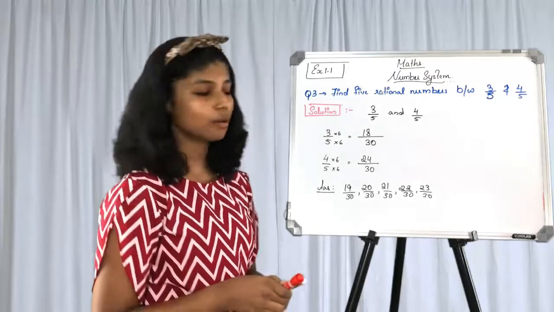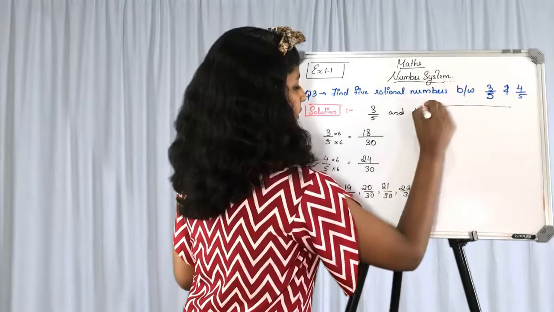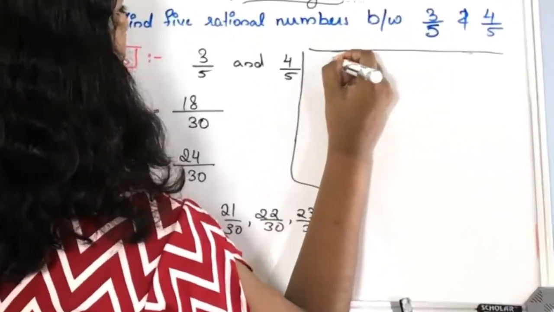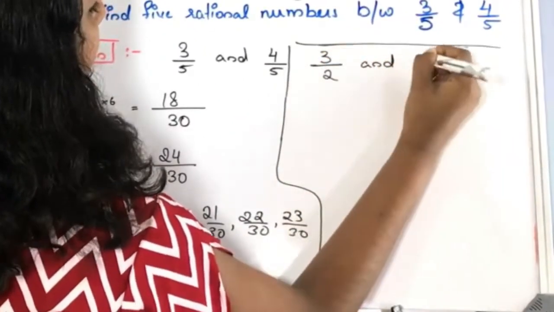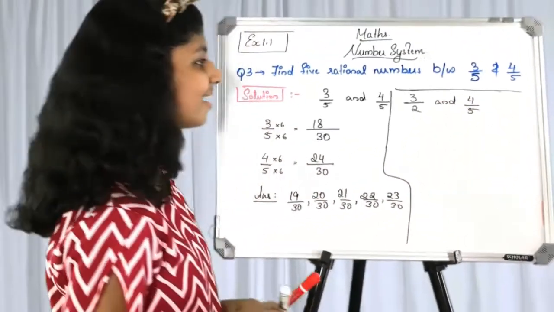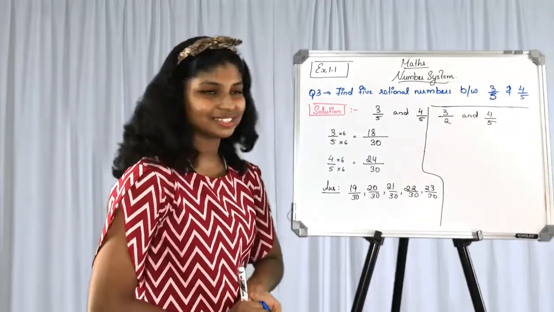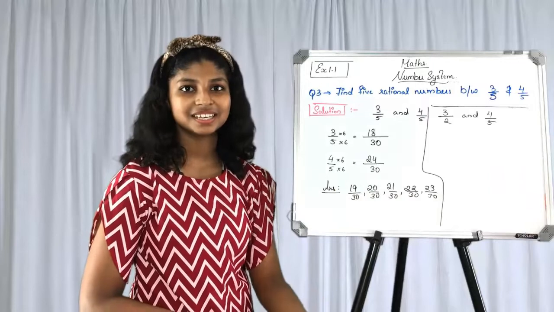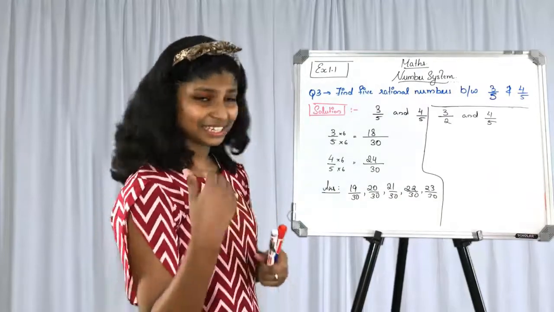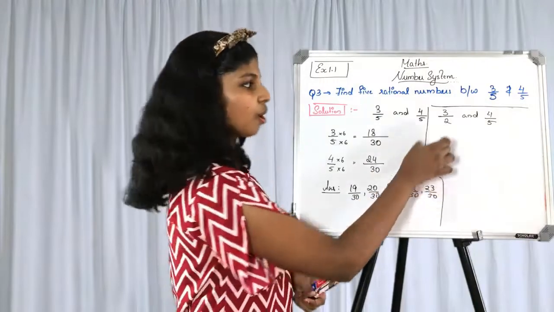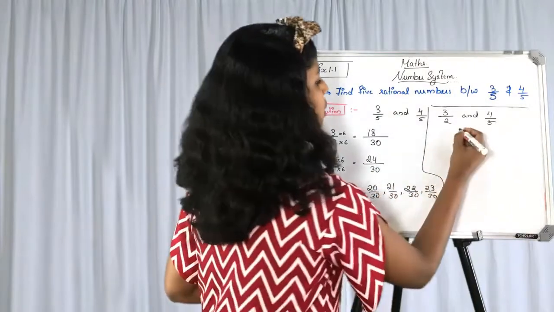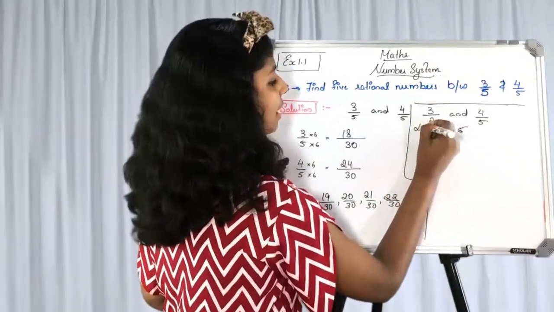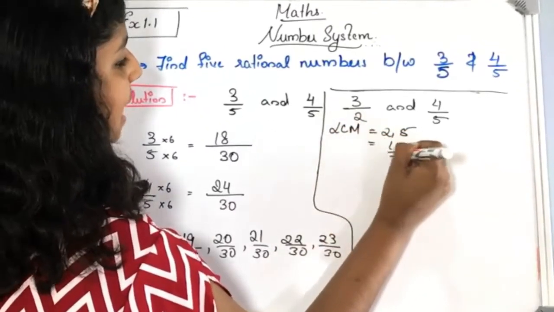And suppose you get a question like this: find 5 rational numbers between 3 by 2 and 4 by 5. So here the question is different. What is the difference here? The denominators are different. So how will you find the answer? It's just easy. You have to take the LCM of the denominators, that is 2 and 5, and you get 10 as the answer.